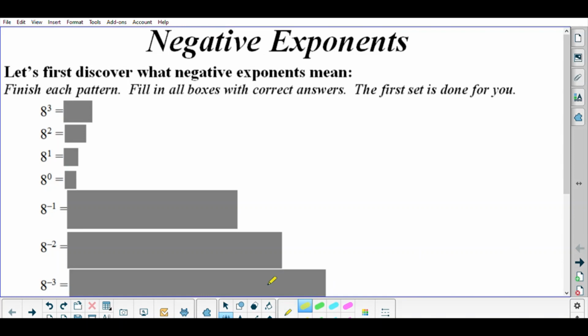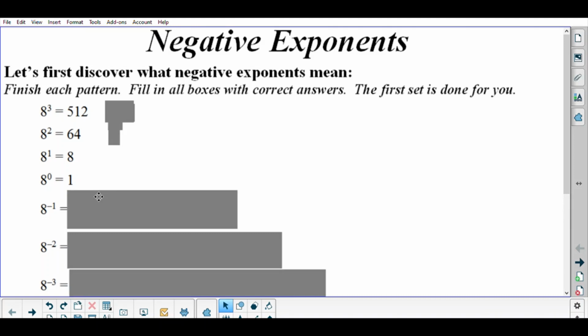So back to the opening set of examples, and this is already 100% typed up for you if you have the guided notes in front of you. Let's go through this piece by piece so you can see how this is all going to play out. 8 to the 3rd power is 8 times 8 times 8. That would give you 512. 8 to the 2nd power is 64. 8 to the 1st power is 8. 8 to the 0 power is actually 1.